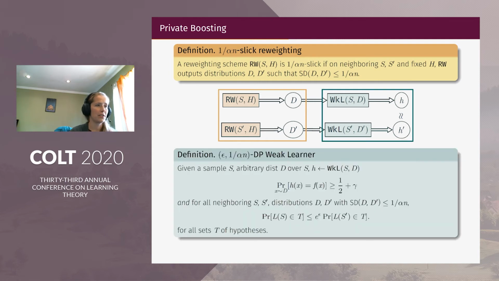We also require a privacy notion from the weak learner, so it has to satisfy the normal definition of a weak learner as a starting point, but it should also hold that the distributions over hypotheses output by the weak learner are similar not just when it's given neighboring samples, but when it's given input distributions over those samples that may not be the same, but are close in statistical distance. This way, if we compose an epsilon, 1 over alpha n private weak learner with a 1 over alpha n slick reweighting scheme, we get that the resulting composition is epsilon differentially private.